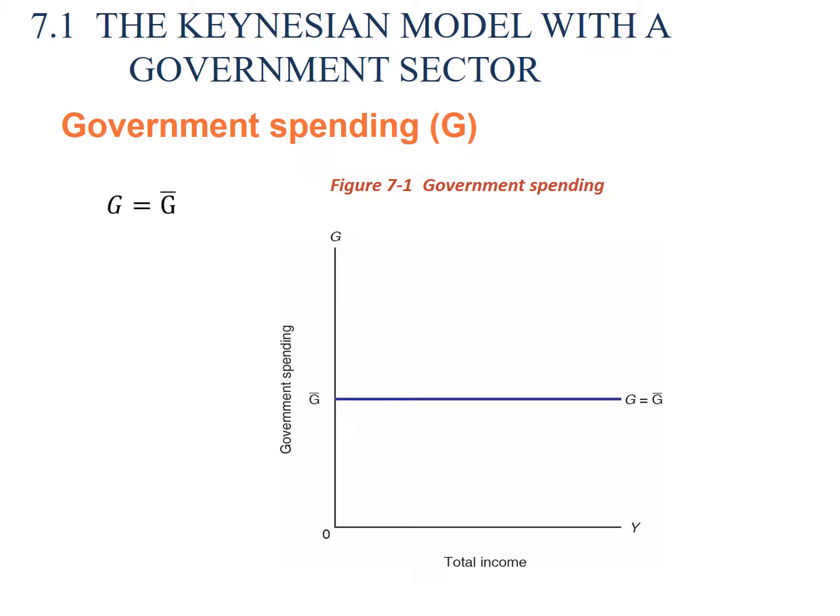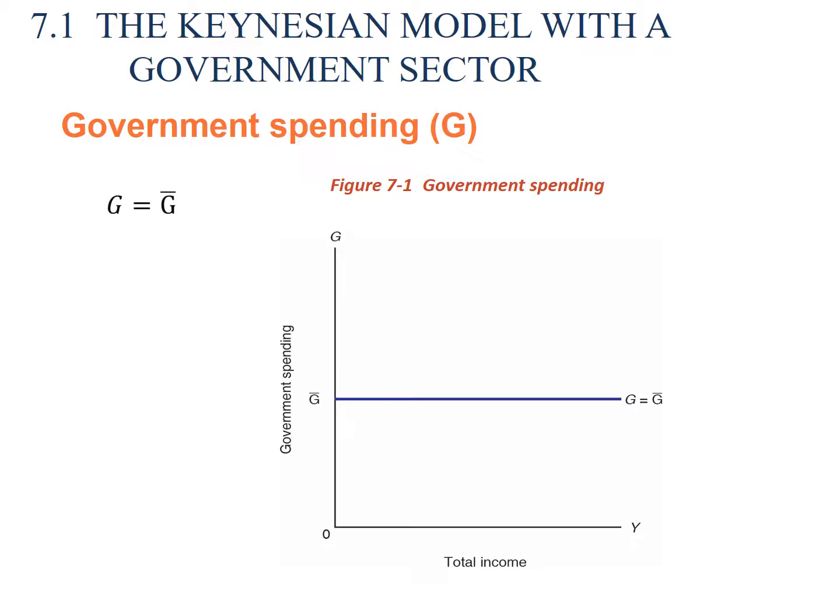Remember, when we started looking at the Keynesian model, we made assumptions that there is no government involvement and there is no foreign trade. So we are going to relax those two assumptions and allow for the government to partake in our model as well as the foreign sector. We're going to start by looking at the government sector and then we'll come to the foreign sector.